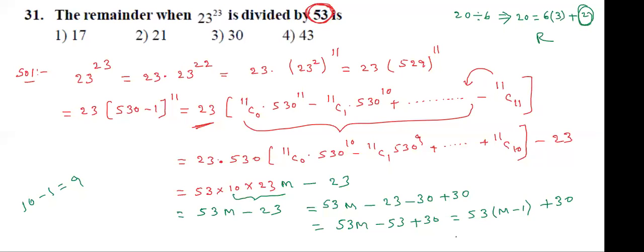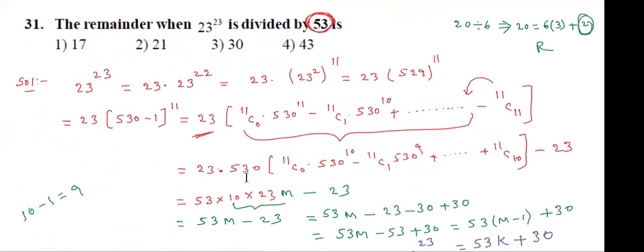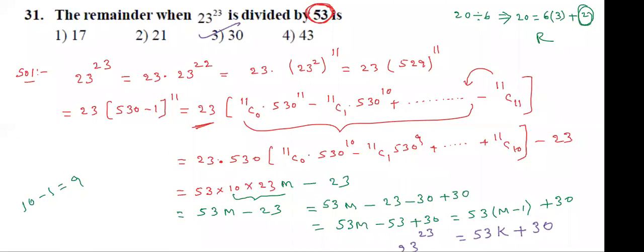Finally, what I am writing means here 53 into m minus 1 means some integer, that is take k, plus 30. Students, what is the remainder here? 23 power 23 is equal to 53k plus 30. Remainder is what? 30. Remainder 30. This is the answer. Which option correct, students? Third option.